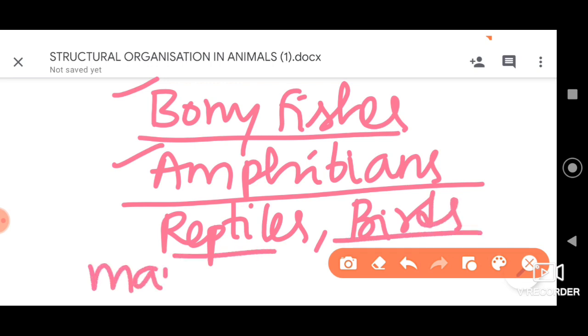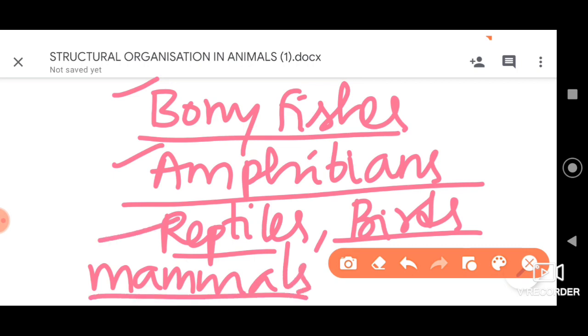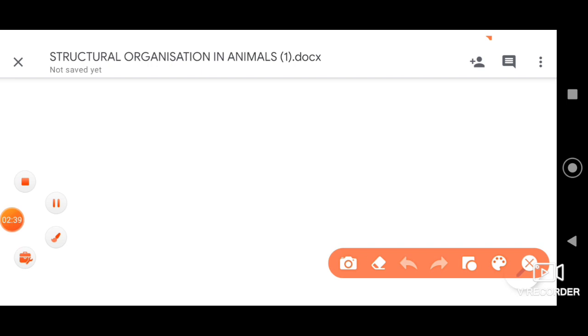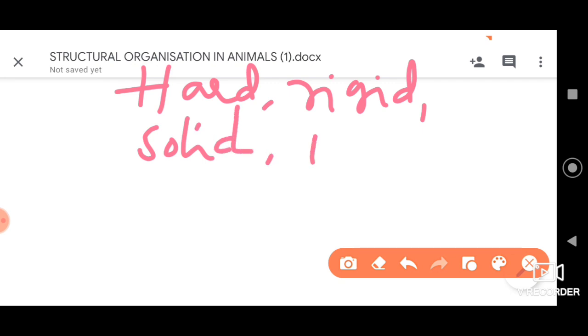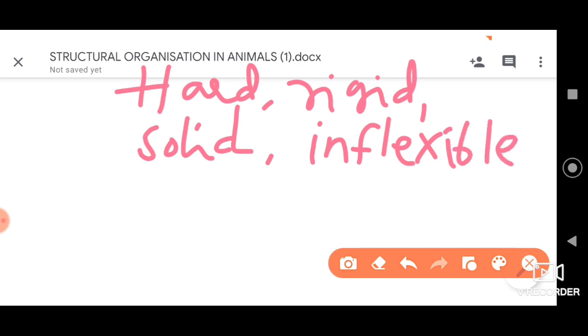Reptiles, birds as well as mammals, we can find the bone tissue as their endoskeleton, dear students. Now let me tell you a few important aspects about the bone. When we consider the bone, it is very hard, very rigid or tough, and it is solid. Generally it is inflexible, it cannot be folded, it cannot be bent, that's why it is called inflexible.